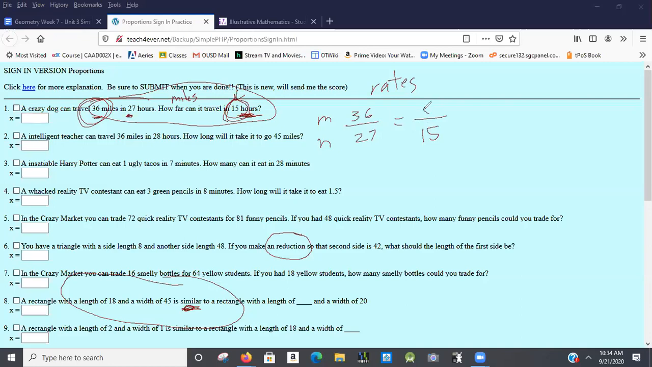If you ever get an answer that just doesn't make sense, you either set it up wrong or you typed it in your calculator wrong. Maybe you didn't finish. So this is one way to set it up.